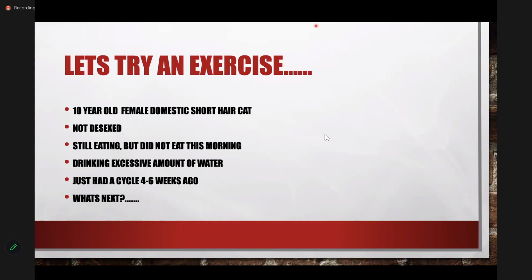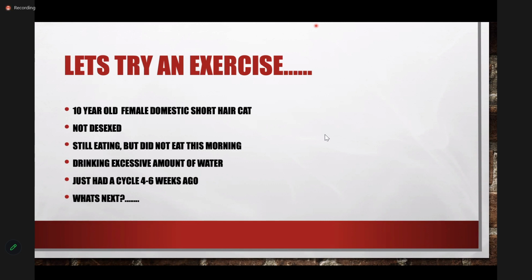So what's next? What do we need to do next? So this is your history. A 10-year-old cat, not D6. The cat was still eating, but this morning the cat stopped eating. The cat is drinking a lot of water. And it had a cycle, a heat, 4 to 6 weeks ago.